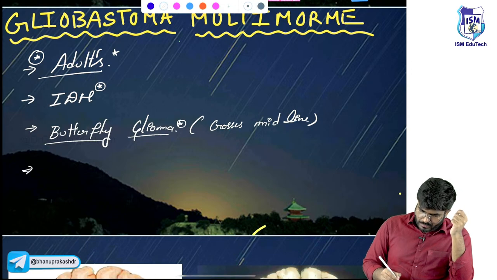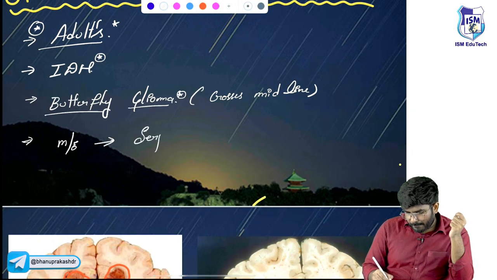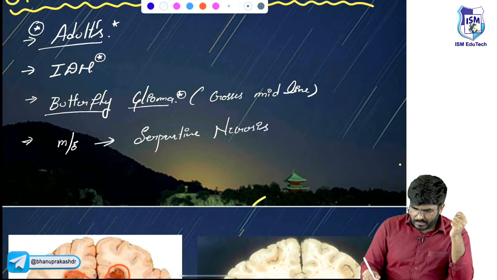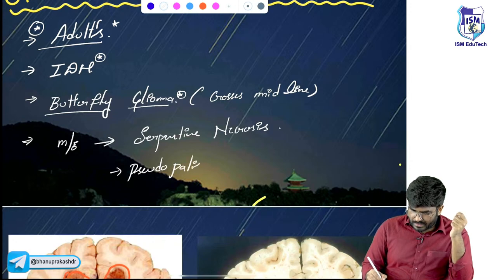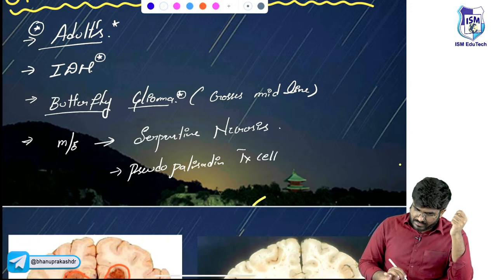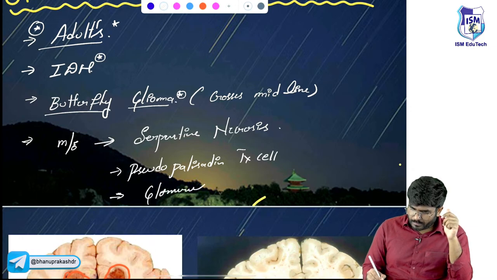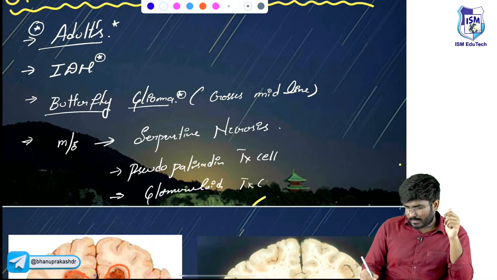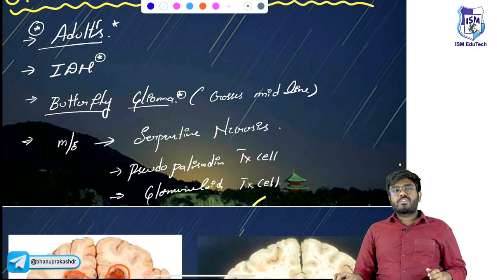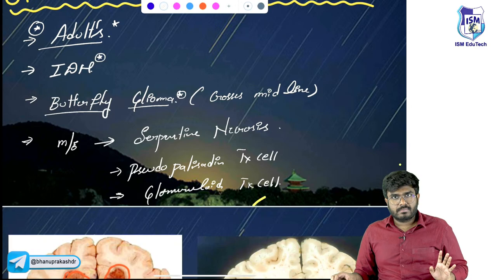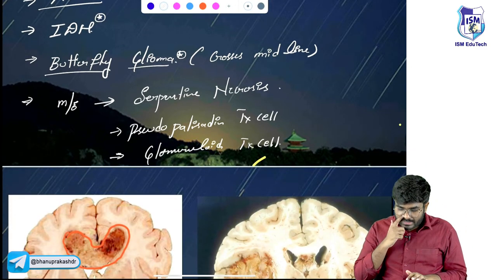So on microscopy, what will you see? On microscopic examination, there is serpentine necrosis. I will show you this serpentine necrosis. Pseudopalisading tumor cells are seen, as well as glomeruloid, meaning glomerulus-like, tumor cells. So serpentine necrosis, pseudopalisading tumor cells and glomeruloid cells are seen.